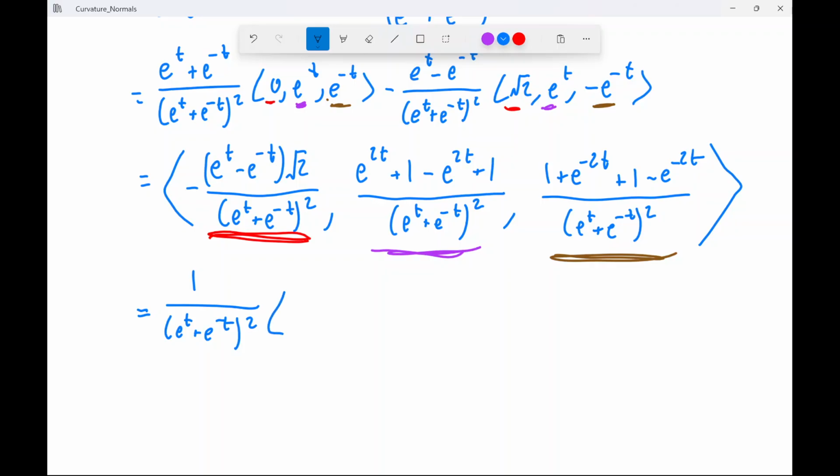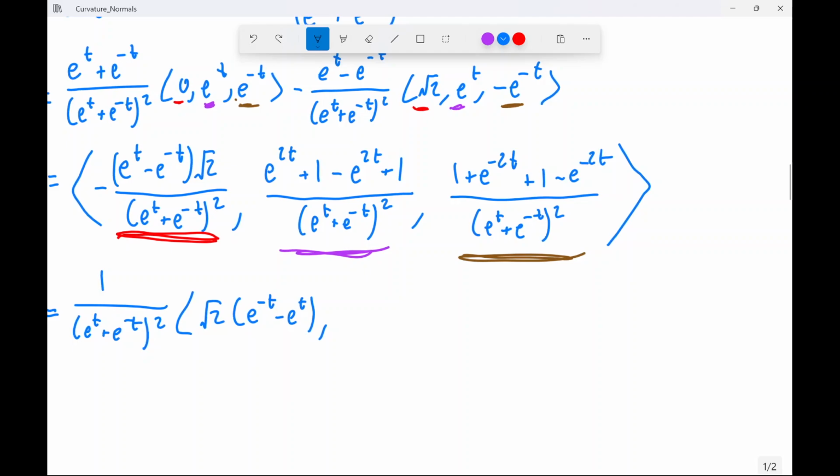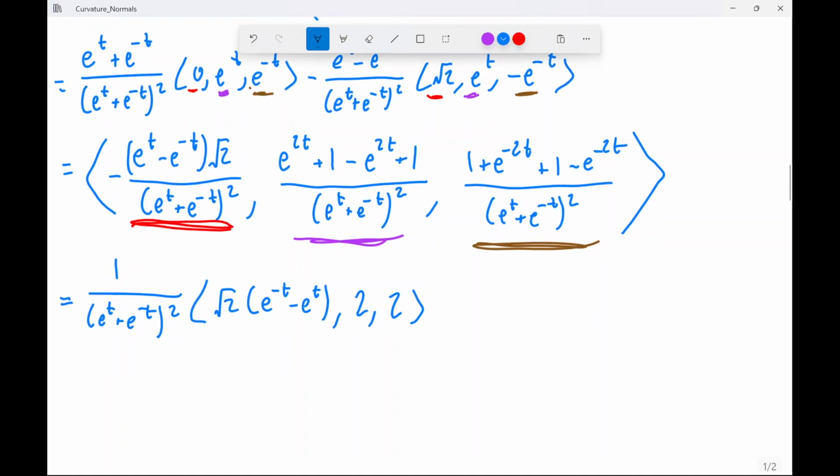And then this becomes root 2 times, and then I'll use that negative sign to flip the order of these two. So that's e to the negative t minus e to the t. Here, these two cancel out, the e to the 2t and negative e to the 2t. So that'll just be 2, and then the same thing this last term, that's just 2. Okay.